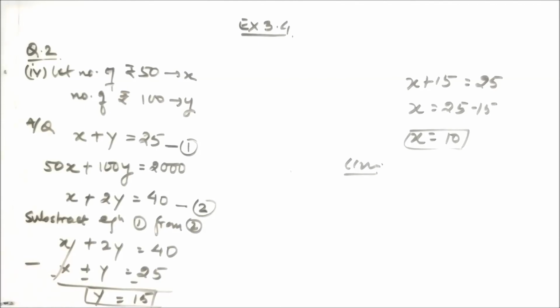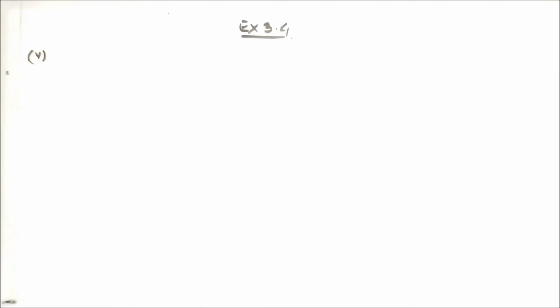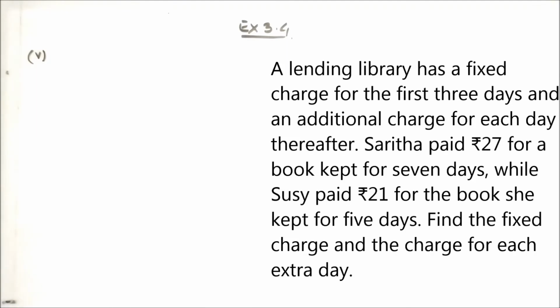Moving to the last, fifth part of this. The fifth part says a lending library has a fixed charge for the first 3 days and an additional charge for each day thereafter. Sarita paid 27 rupees for a book kept for 7 days, while Susie paid 21 rupees for the book kept for 5 days. You have to find the fixed charge and the charge for each extra day. So here we need to find the fixed charge and the charge for each extra day.